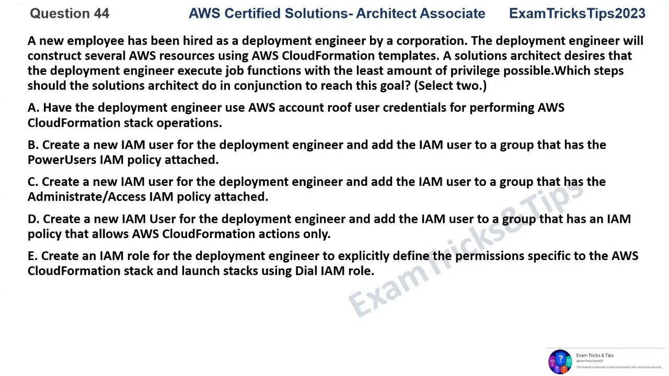Thank you. Question number 44. A new employee has been hired as a deployment engineer by a corporation. The deployment engineer will construct several AWS resources using AWS CloudFormation templates. A solutions architect desires that the deployment engineer execute job functions with the least amount of privilege possible. Which steps should the solutions architect do in conjunction to reach this goal? We need to select two options from the given options.